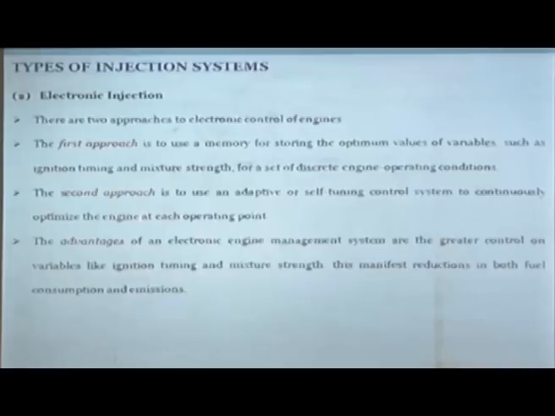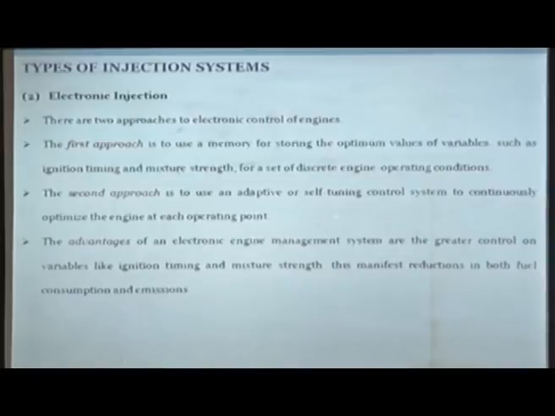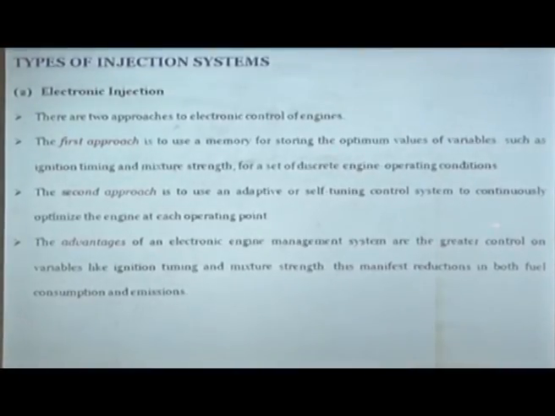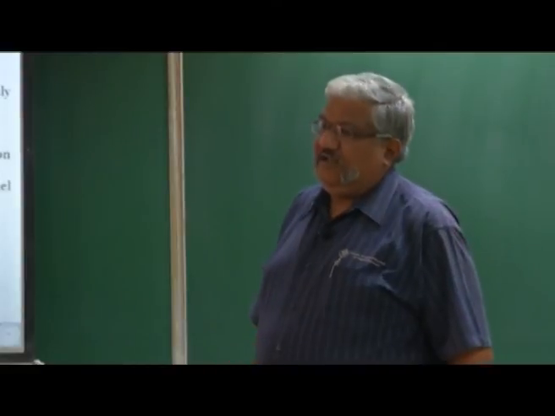So the second approach is to use adaptive or self-tuning control system to continuously optimize the engine at each operating point. The advantages of electronic engine management system, EMS, are that you have significantly greater control on variables such as ignition timing, injection timing, mixture strengths, and this manifests to basically reduction in fuel consumption as well as emissions. So the engines which are actually having electronic injection control systems, they are far more flexible compared to mechanical fuel injection systems. They are far more energy efficient, and they are far more emission compliant, okay.